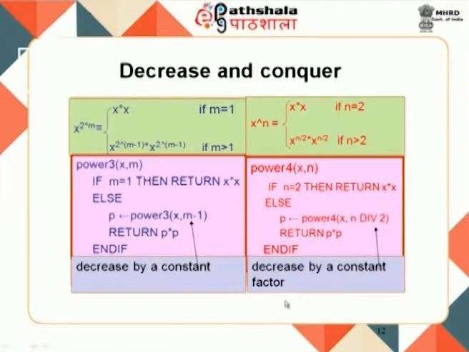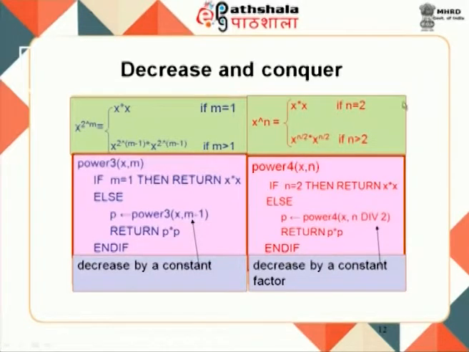Similarly, here we are decreasing by a constant factor. This is power 4 x n. So, x into x if n is equal to 2, and if n is greater than 2, then you do n by 2, n by 2. So, that is by a constant factor. You just see that you are decreasing the problem. What is the point of decreasing the problem? You keep decreasing the problem in some way such that you reach a trivial solution. In this case, the trivial solution is if m is equal to 1. In this, the trivial solution is if n is equal to 2.